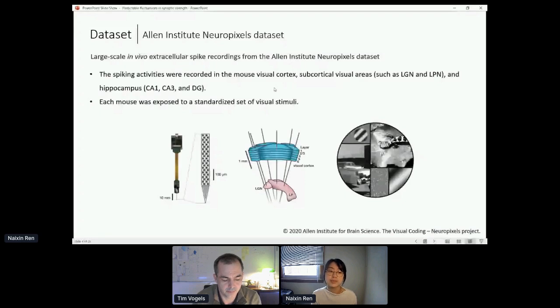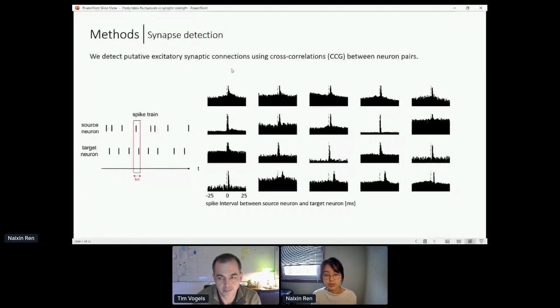So since we have the spike data, the first thing that we need to do is to detect synapses from those spike data. Here we detect the putative excitatory synaptic connections using cross correlograms, CCG, between the neuron pairs.